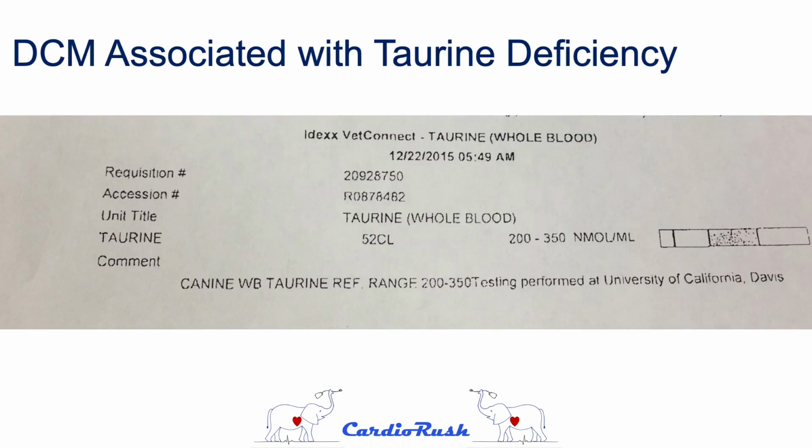Dilated cardiomyopathy can be associated with taurine deficiency. This was from a dog who was on a vegetarian diet and developed severe taurine deficiency, 52, with a normal range for whole blood being 200 to 350. And in some dogs, if caught early, supplementation with taurine can help reverse their disease.